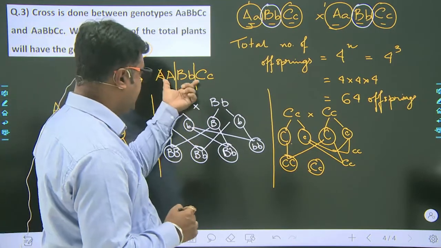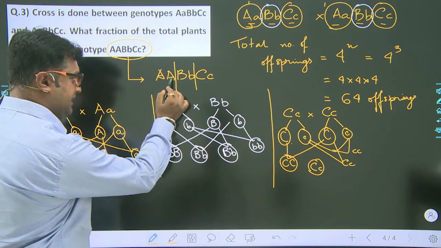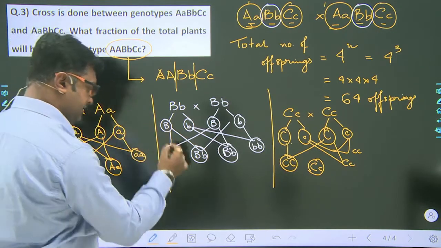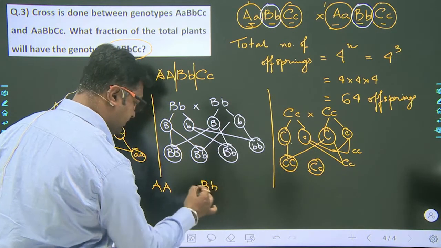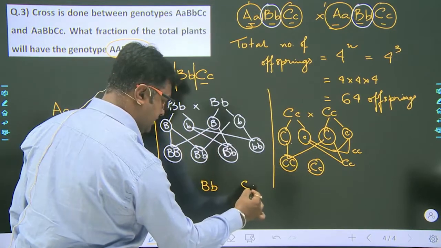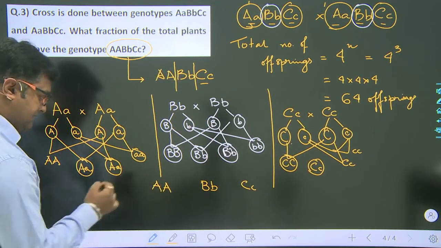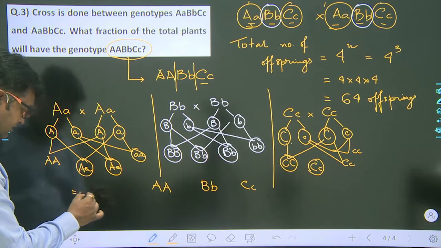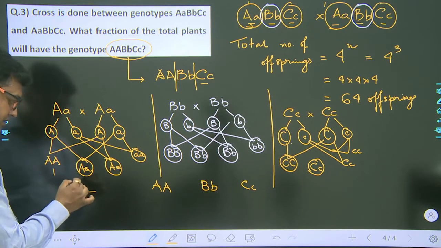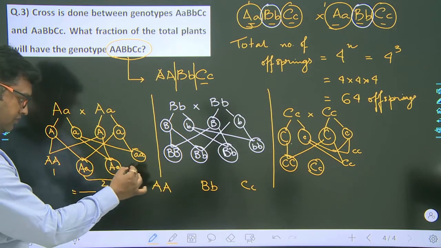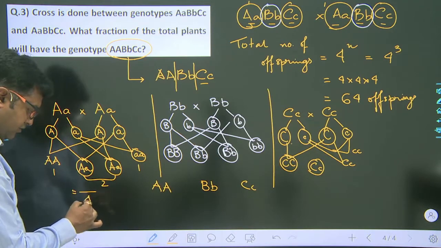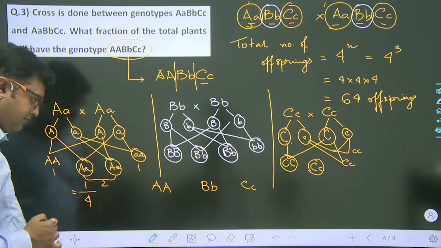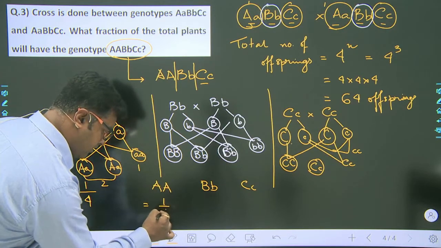Now, in the genotype it is being asked capital A, capital A. So, we will be having capital A, capital A, then capital B, small b, and then small c. Capital A, how many times will it occur? The total occurrence is 1 is to 2 is to 1. So, total occurrence 4, and out of 4, how much is your capital A? That is 1 by 4. So, we can write over here 1 upon 4.